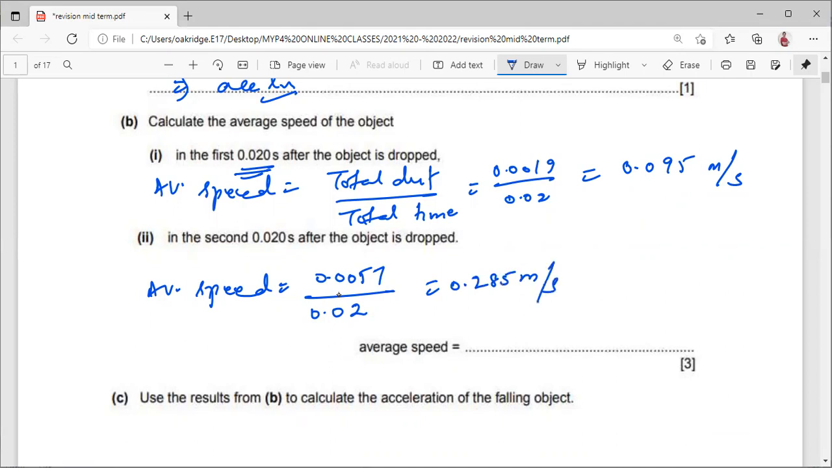0.285 meter per second, right? Okay, now let us see, the average speed is not the same. It doesn't matter, it should change.